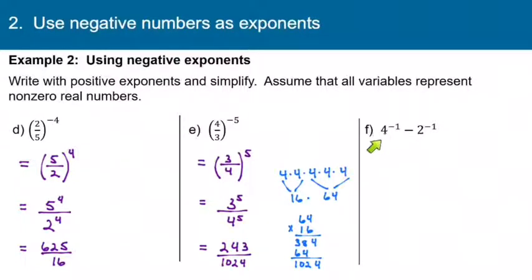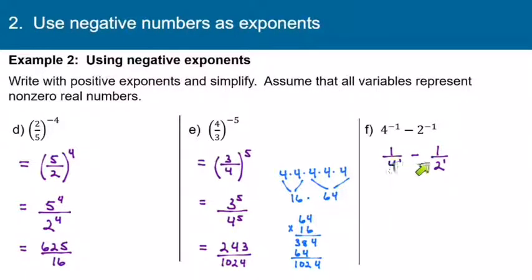And now let's try part F. Here we have 4 to the negative 1 minus 2 to the negative 1. Now these two terms are separated by a minus sign, so they will not have a common denominator. What we're going to do is write 4 to the negative 1 as 1 over 4 to the first power, then minus 2 to the negative 1, which is 1 over 2 to the first power. And we'll just have to subtract these the old-fashioned way.